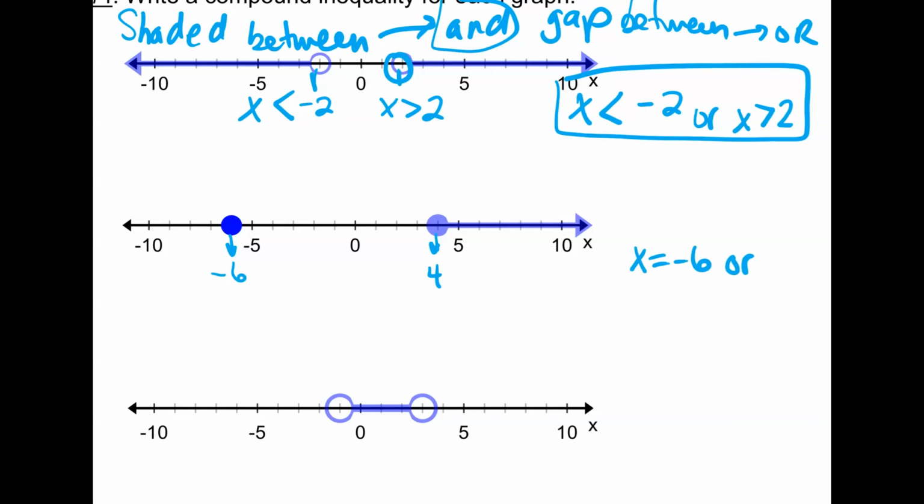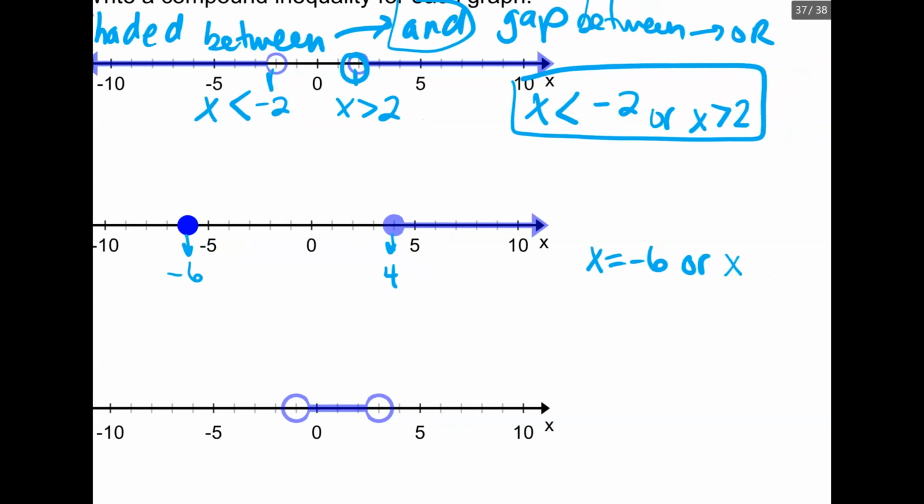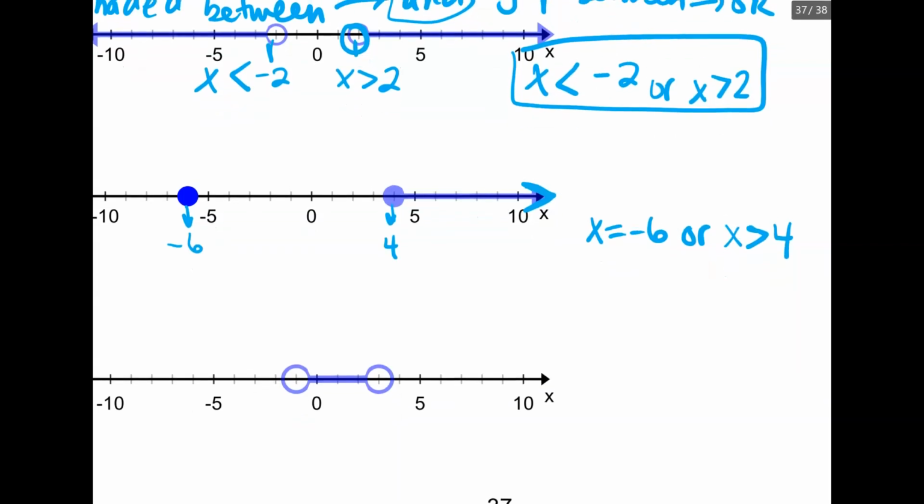Or how would I write the one on the right? Do we have any idea, Miranda? How would I write the one that's on the right side? X is greater than. Yep, so I see the arrows going that way, so it's going to be greater than 4. Awesome. All right, so this was a gap. So since there was a gap, it was an or.